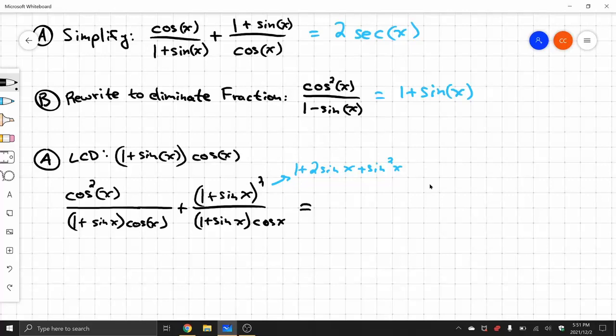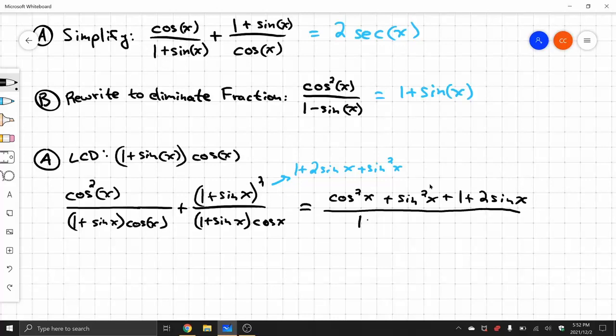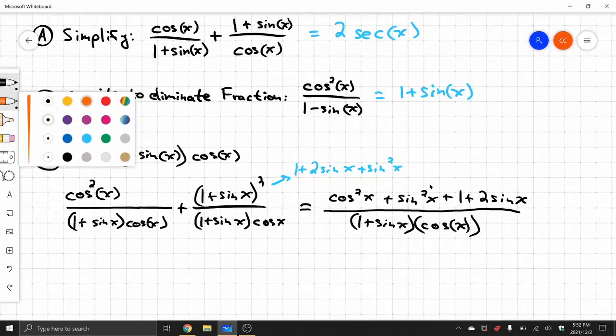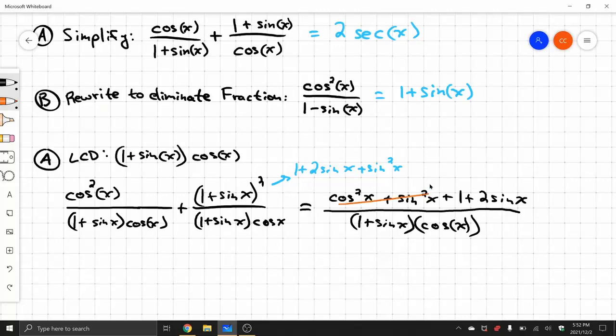Okay, so now when I bring these two together, I get cosine squared x plus sine squared x plus 1 plus 2 sine of x. I'm just combining my numerators here, combining what I have here in blue with my cosine squared x, and that's all going to be over 1 plus sine of x times cosine of x. Okay, now what do I realize here? I should realize that I have a cosine squared x plus sine squared x. That is going to simplify to just 1.